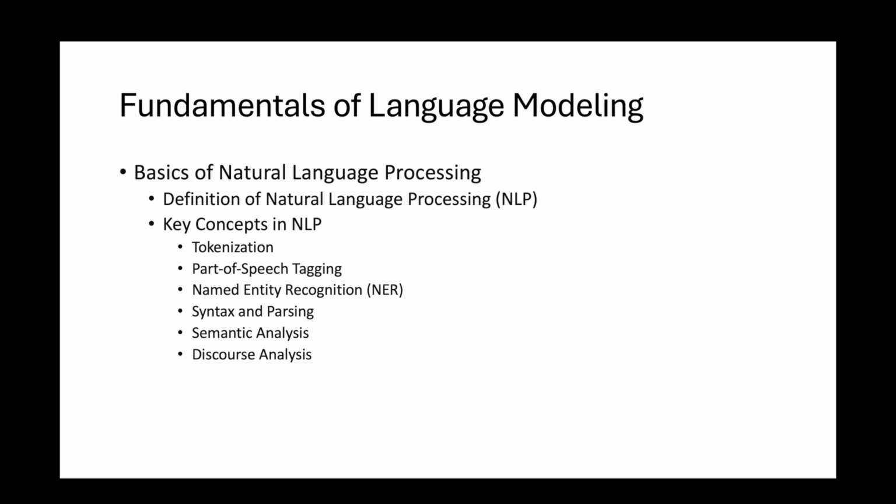Key concepts in NLP. Tokenization, breaking down text into smaller units such as words or subwords. Part-of-speech tagging, assigning grammatical tags to words, e.g., noun, verb, adjective. Named entity recognition, NER, identifying and categorizing named entities, e.g., person names, locations, organizations in text.